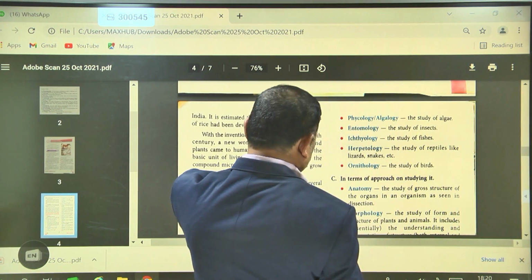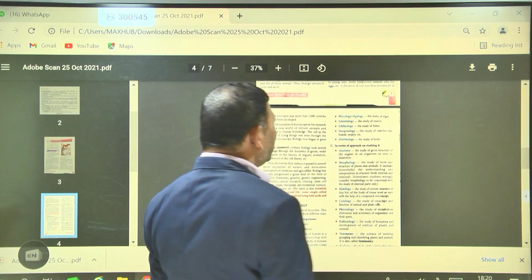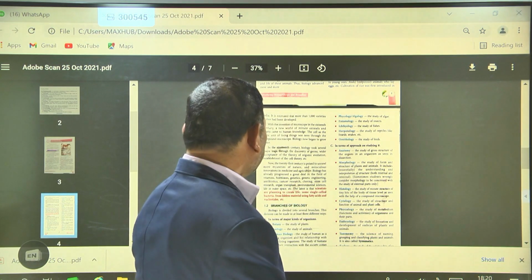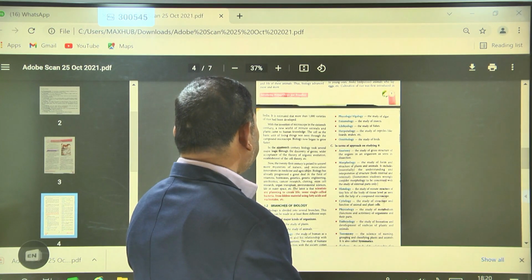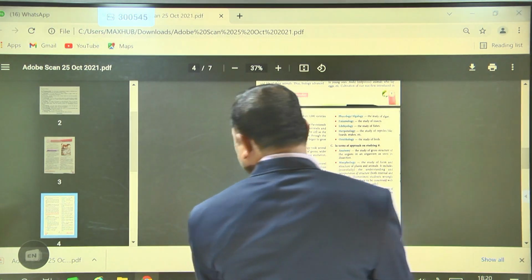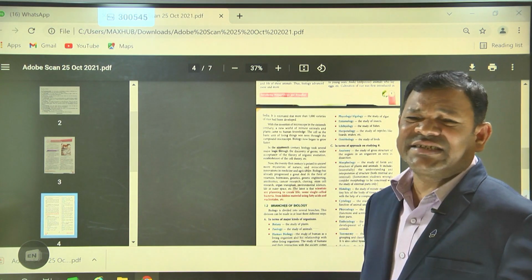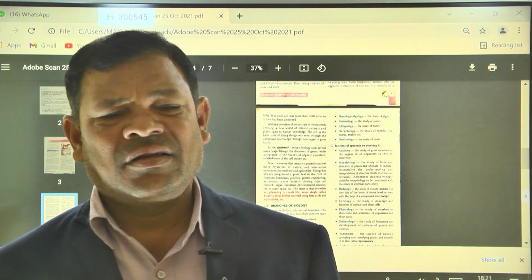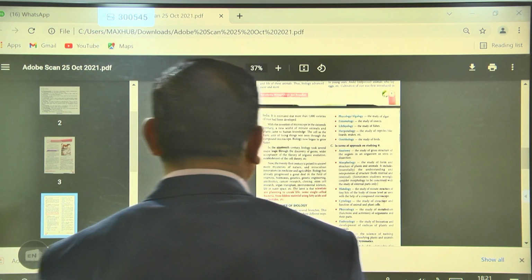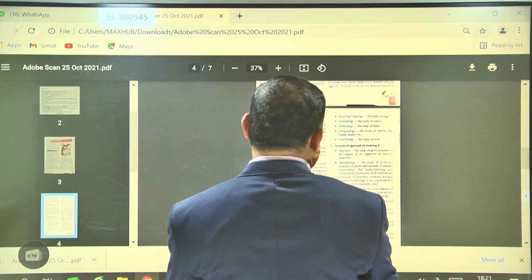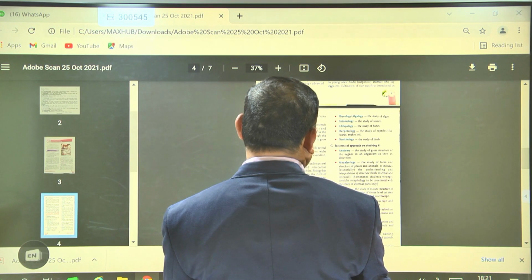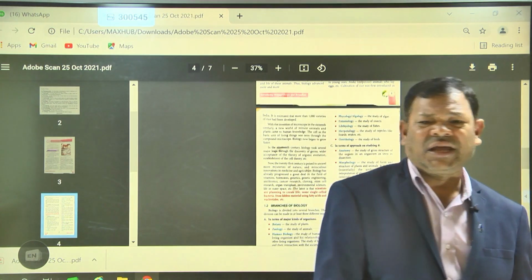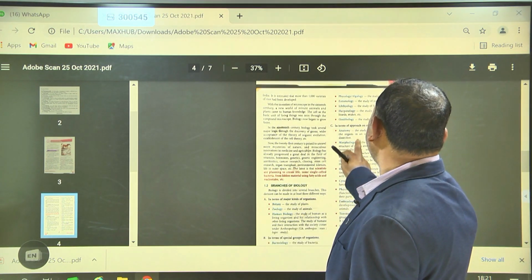Next, third category. In terms of approaches to studying it, what are the approaches? First one is anatomy. If you see plants and animals, we can do dissection. What parts are present? That we can study in anatomy. Anatomy means the study of the gross structure of the organs in an organism as seen in dissection. Next, morphology.